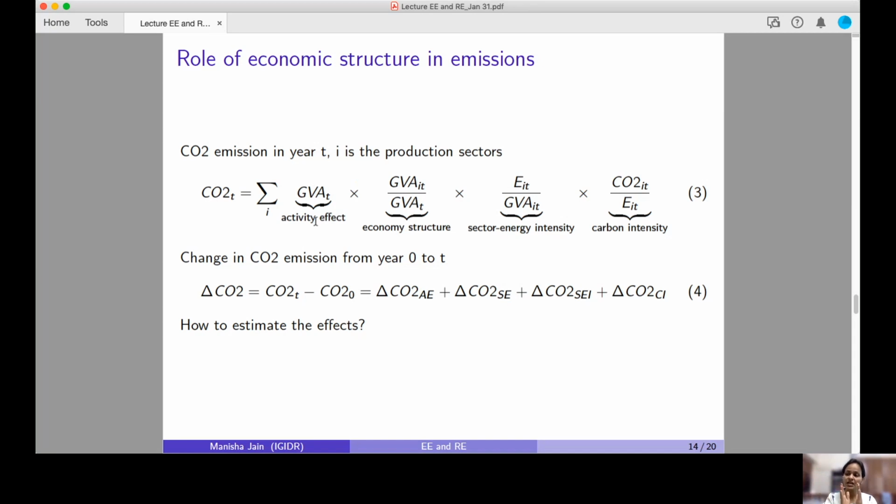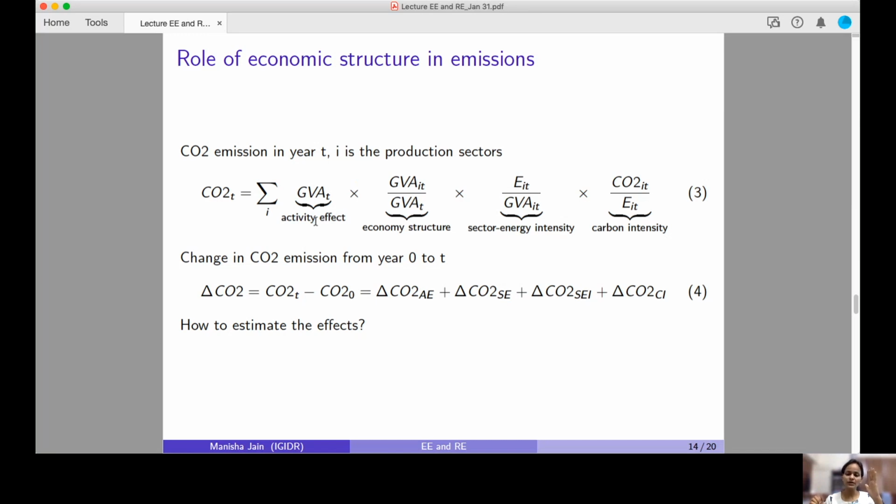So electricity, oil products, diesel, petrol, then natural gas, all of this go to different sectors. Which sectors are there? You have residential, transport, industry, agriculture, service, commercial sector, and so on. So these are the final sectors.